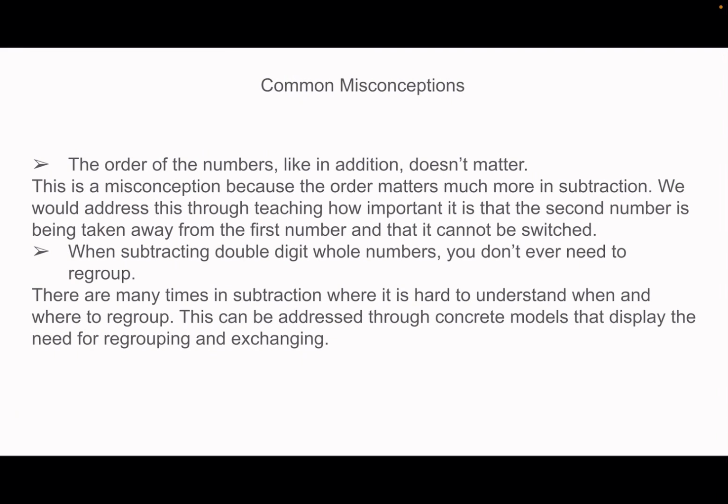Or if it's in double digits or triple digits, then these numbers are supposed to be in a specific order or pattern in order to subtract correctly, and that way give us our correct results. When we subtract double digits as whole numbers, you don't ever need to regroup though. There are many cases in subtraction where it is hard to understand when and where to regroup. This can be addressed through concrete models that display the need for regrouping and exchanging.